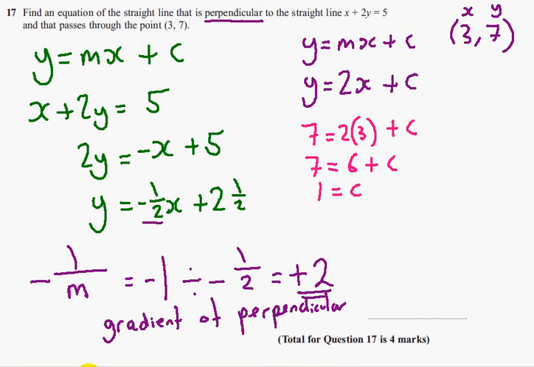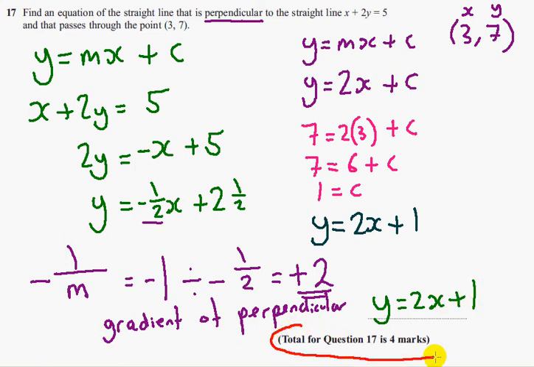Okay, so let's finish this off then. So the equation of the perpendicular line that goes through this point is going to be y equals 2x plus 1. Okay, and that is the final answer. y equals 2x plus 1. Now question 17 is worth 4 marks in total. So let's have a look at how you get those marks.